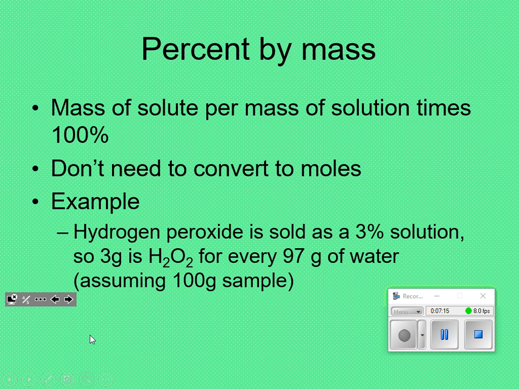3% hydrogen peroxide solution, 70% rubbing alcohol solution, like regular alcohol, booze has a percent by volume of alcohol in it.